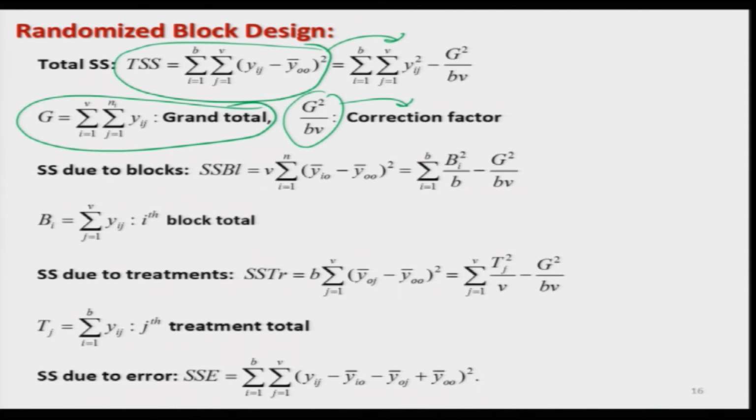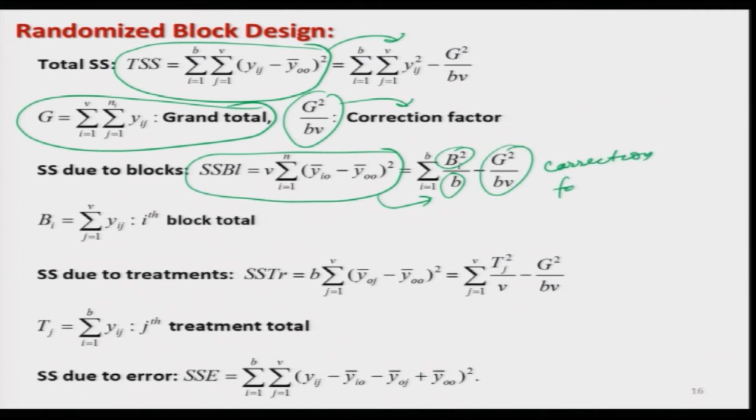The sum of squares due to blocks, SSBL, if you try to expand it, will come out to be the summation over i from 1 to b of B_i square upon v, minus the correction factor. Here B_i is given by the summation over j of y_ij. This is the ith block total, as we saw in the case of the two-way layout.